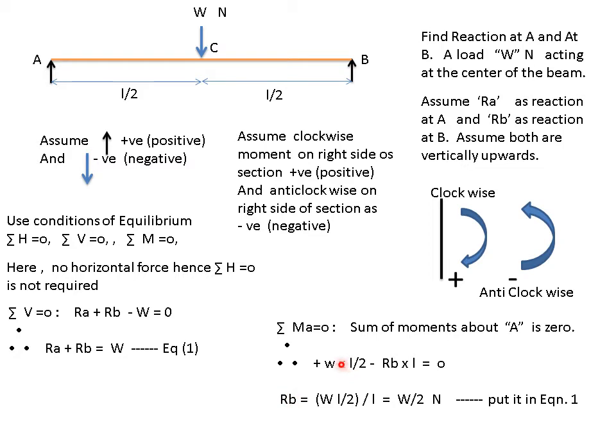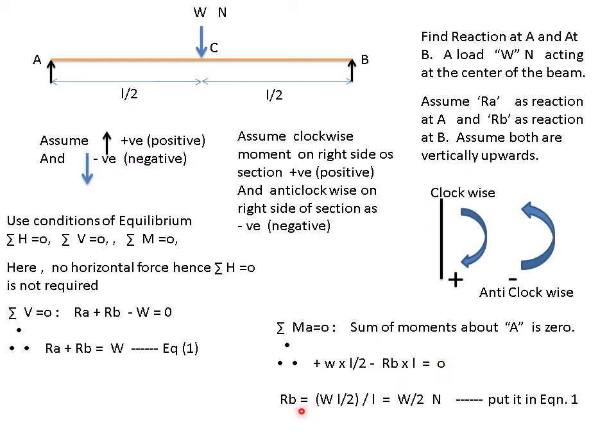So what is the first moment? W into L by 2. This is W into this distance L by 2. The second moment is this RB, RB into distance from A. This distance is L. So RB into L. But what about the sign? If it tries to lift the beam, it will rotate in this direction, which is anti-clockwise. So anti-clockwise is minus. So I am taking minus RB L is equal to 0.